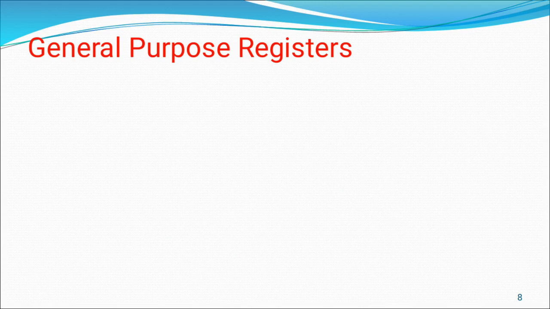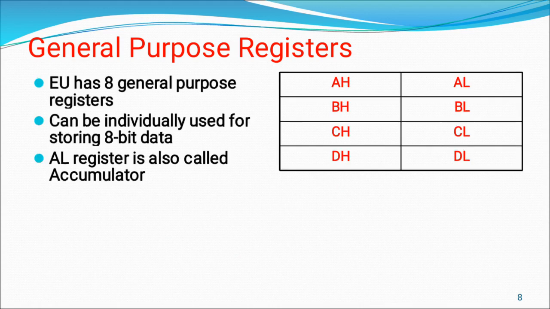Next, some of the general purpose registers in 8086. The 8086 has 8-bit registers: AH, AL, BH, BL, CH, CL, DH and DL. Generally, they can be individually used for storing 8-bit information, and register AL is otherwise called the accumulator.